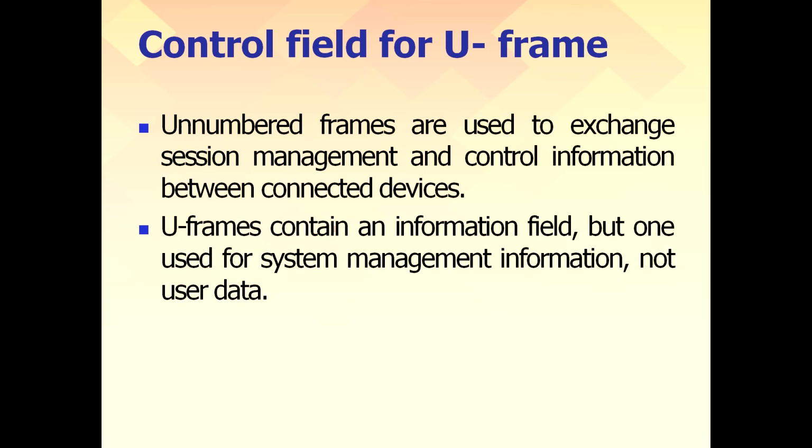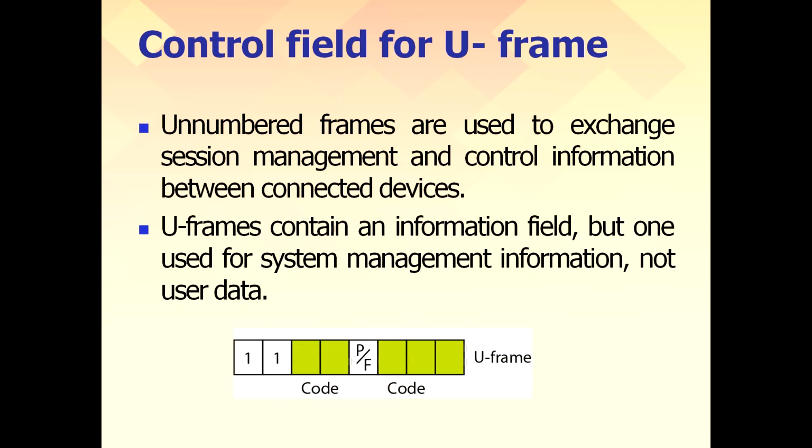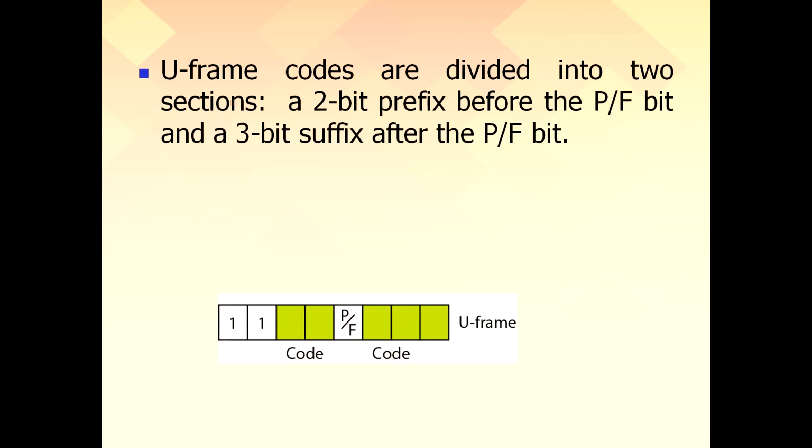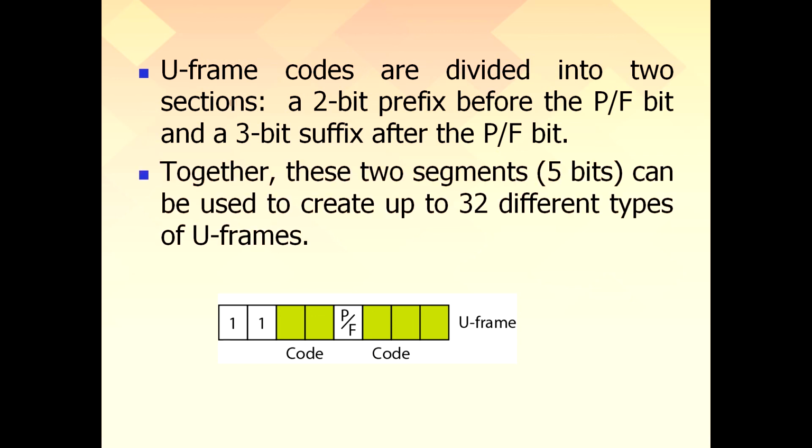You also use the P/F bit, with the same purpose as the P/F bit in the I frame, so don't worry about that. On the left side of the P/F bit, there are 2 bits of code, and on the right side of the P/F bit, there are 3 bits of code. U-frame codes are divided into 2 sections: a 2-bit prefix before the P/F bit and a 3-bit suffix after the P/F bit. By combining these 2 segments, a total of 5 bits can be used to create up to 32 different types of U-frames.